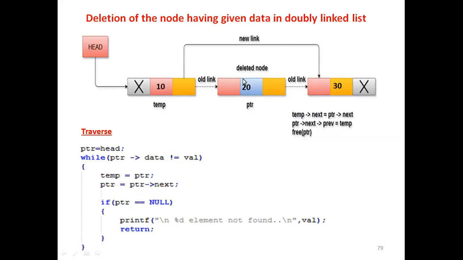Now we can delete this node, and for deleting we can use temp arrow next. If you want to delete this node, the previous node should point to the next node and this node will be deleted. So how to do that? This way: temp arrow next equals to PTR arrow next. So temp arrow next, this field, will be PTR arrow next. PTR arrow next means this node's address will be assigned here. Then PTR arrow next arrow previous, that means this field, equals to temp, so this node's address is assigned here. Then free PTR, which means the memory for this node will be released. So this way we can delete a node having a given data.